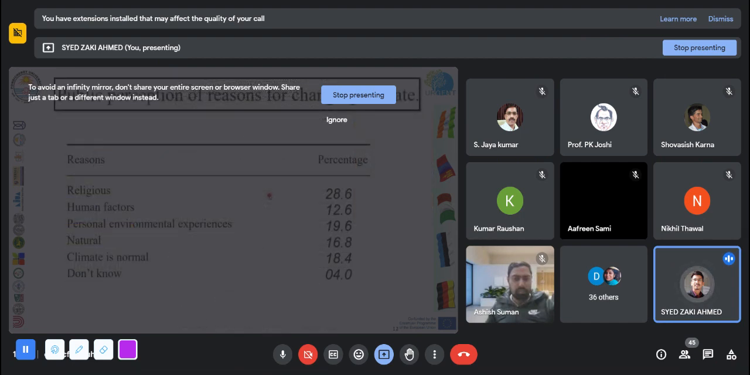From our questionnaire survey, I just want to show one table where we have recorded public perception of reasons for changing climate. There were several reasons given in the questionnaire: religious, human factors, personal environmental experiences, natural, climate is normal, don't know. Percentage-wise, there are three major things we have to focus on and analyze. Only 12.6 percent say that humans are the reason for climate change or urban heat island. So you can see it is a very small percentage accepting that humans are the factor.